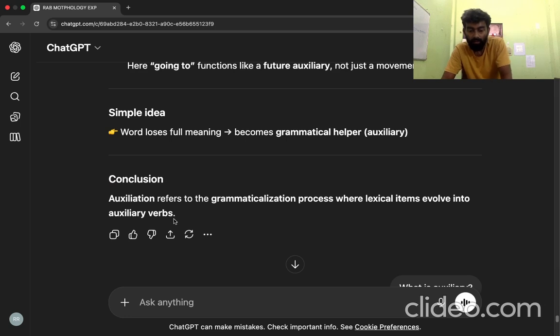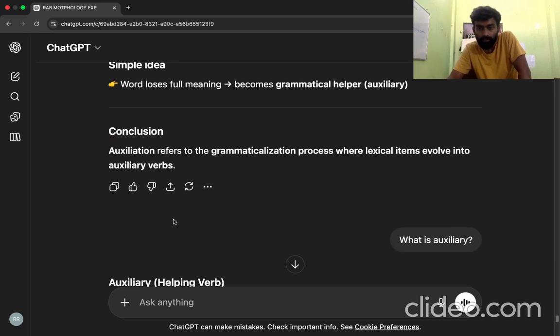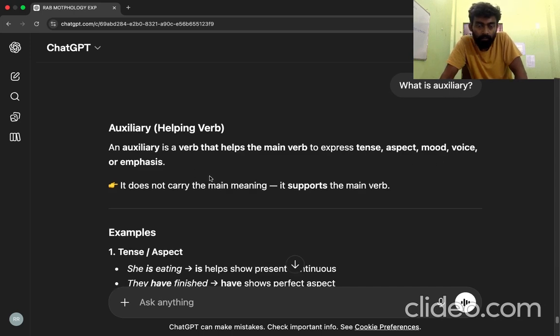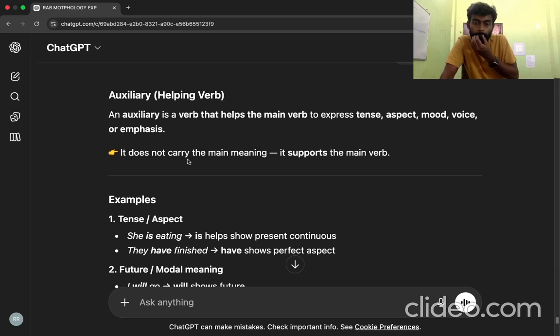Auxiliary, helping verb. Now, what is an auxiliary? An auxiliary is a verb that helps the main verb to express tense, aspect, mood, voice, or emphasis. It does not carry the main meaning. It supports the main verb.